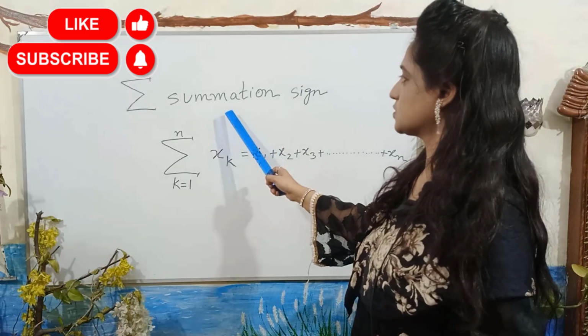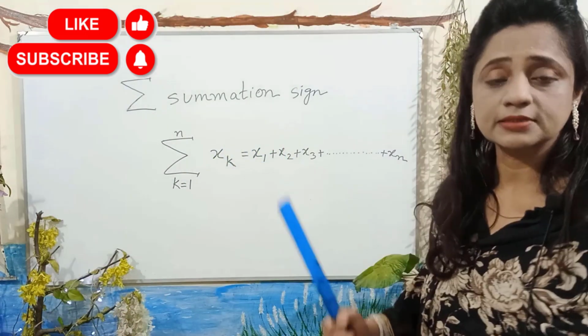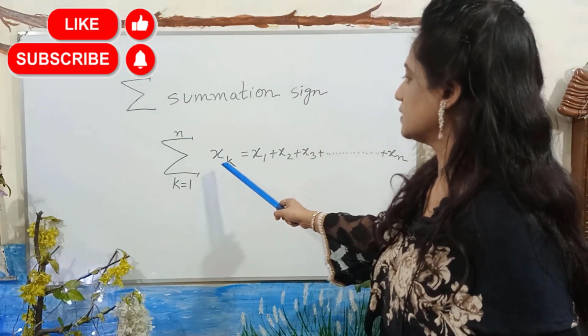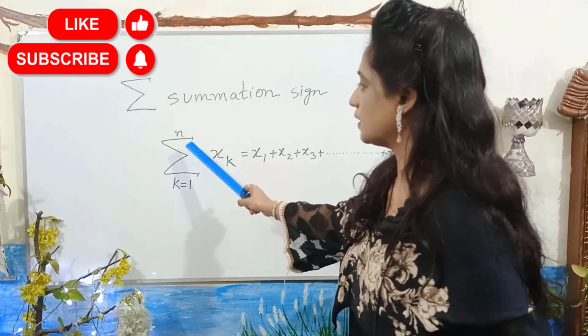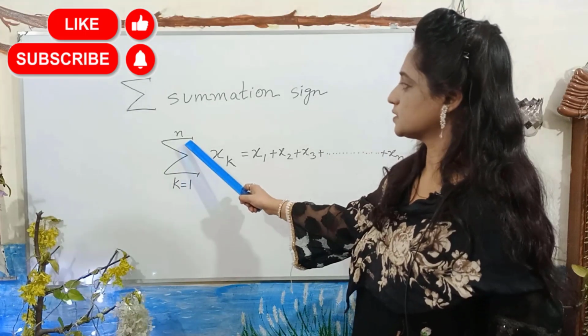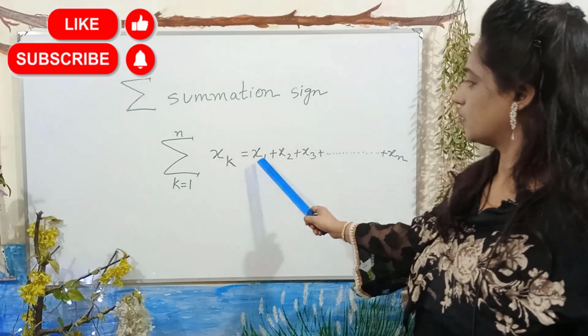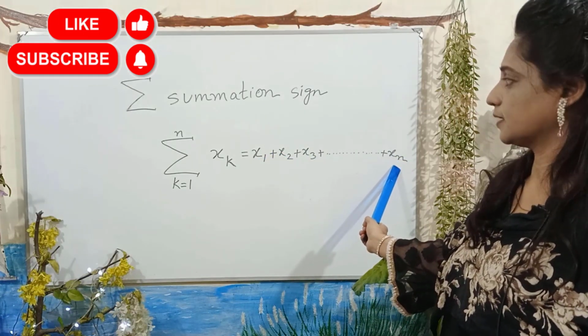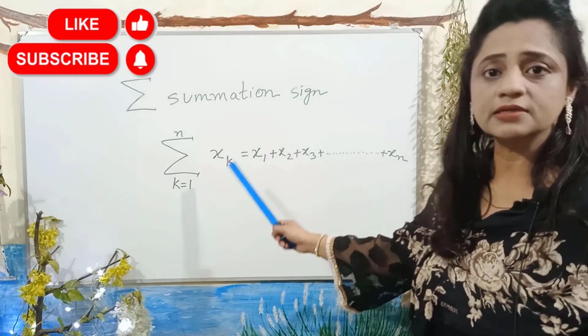This is the summation sign, that is sum. Summation comes from sum. That is x equals to lower limit is 1 and the upper limit is n. That is x1 and the upper limit is xn. So we can write this in this way.